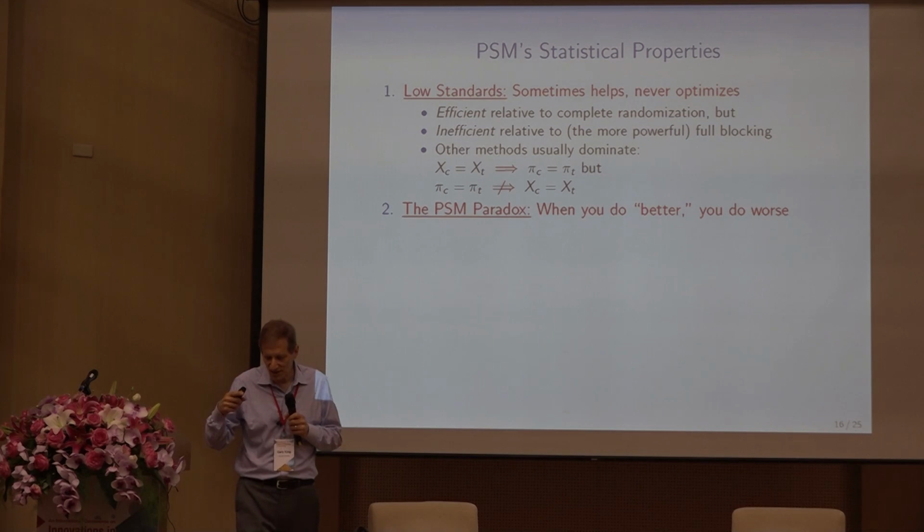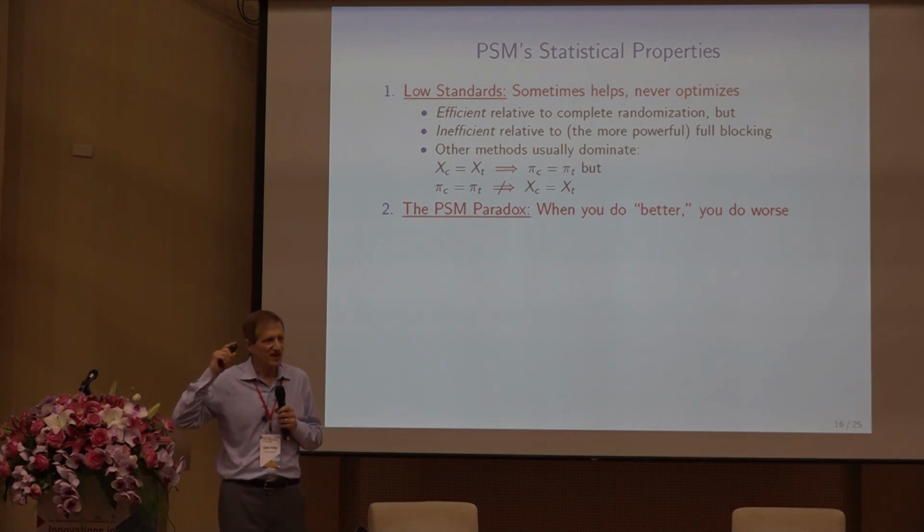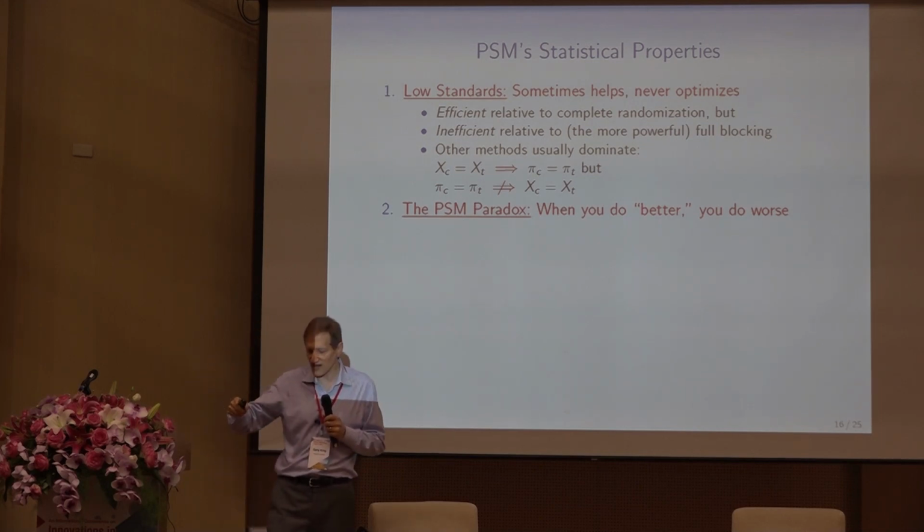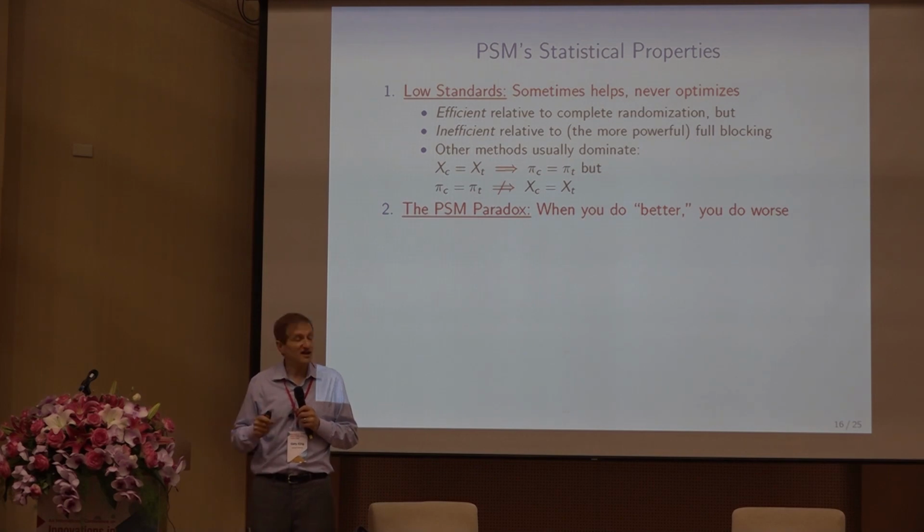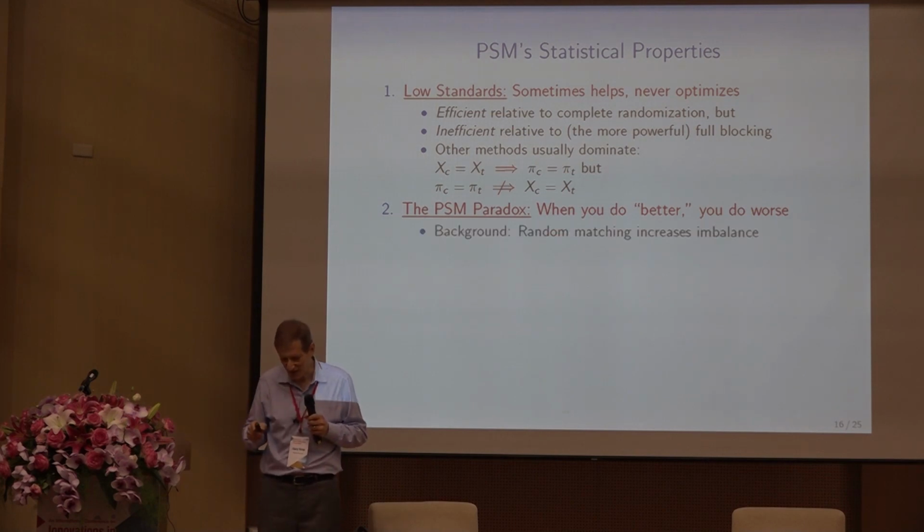Second is something that I haven't explained to you before, and this is the thing that took us a lot of time to figure out. We call it the propensity score paradox. When you do better, you do worse. What the heck is that? Okay, so let me explain this.